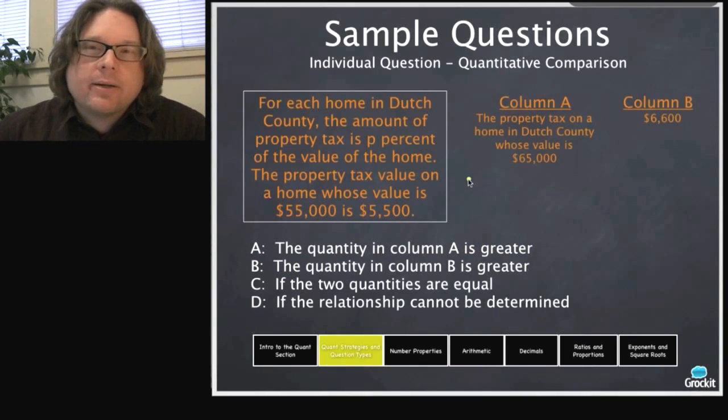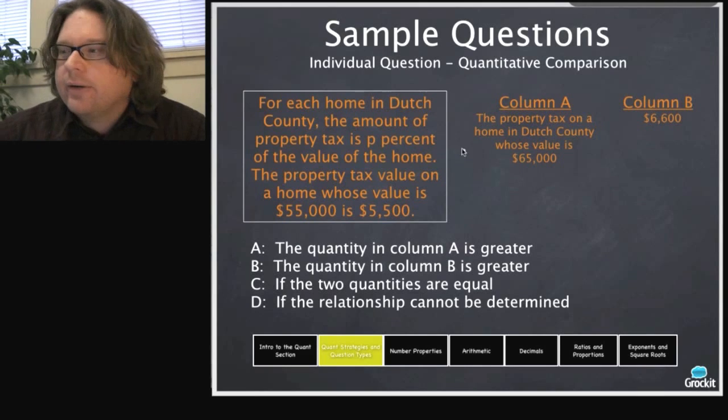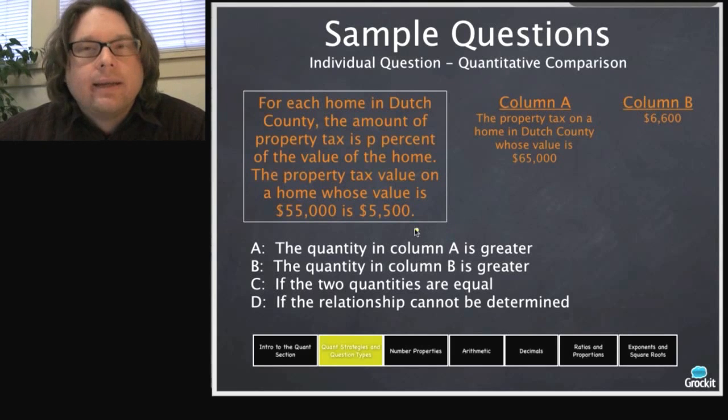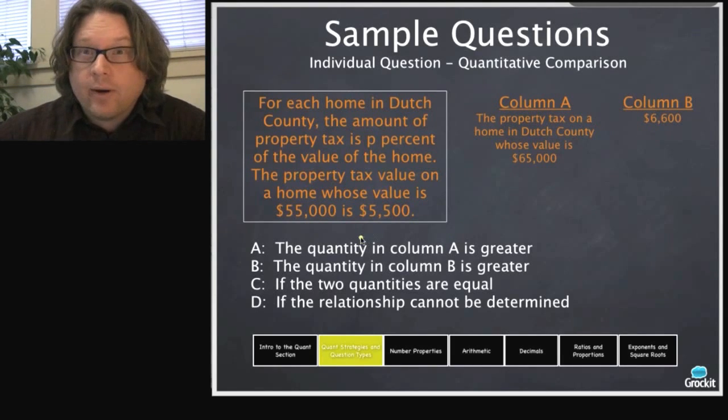So then quantitative comparisons is the fourth of our major question types. You may have seen this in previous versions of the GRE if you've taken it before. Basically, you have two quantities and you are asked to compare them. You'll get column A and column B. The answers are the same every time. The right answer is not the same every time. It's not like it's C every time.